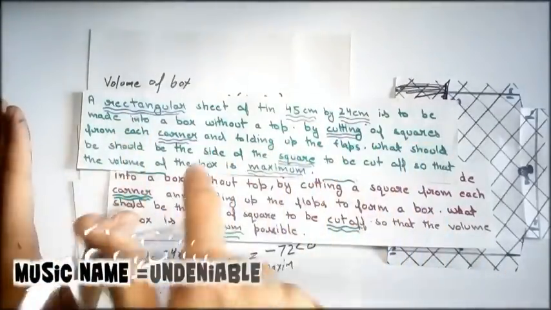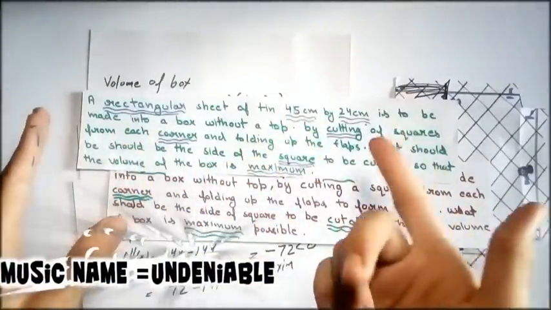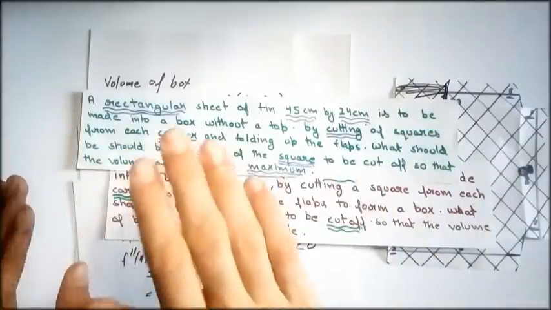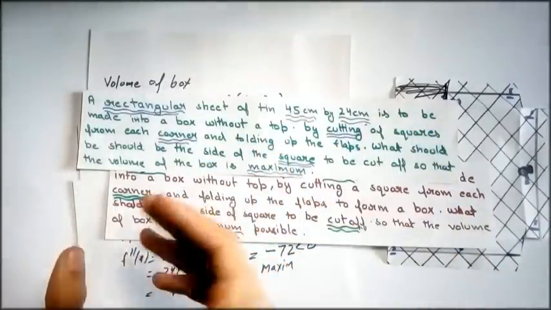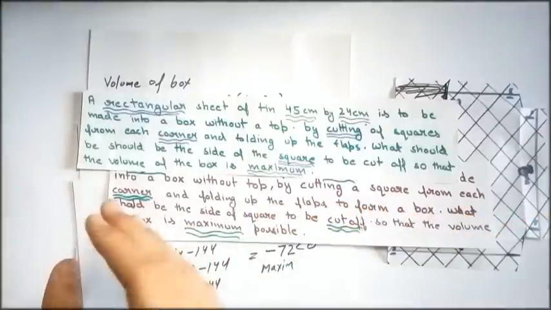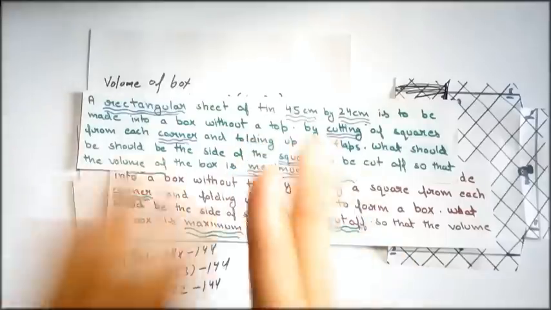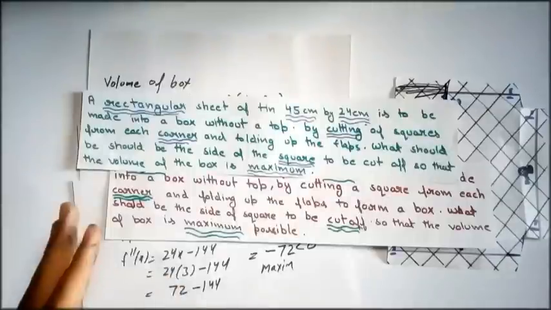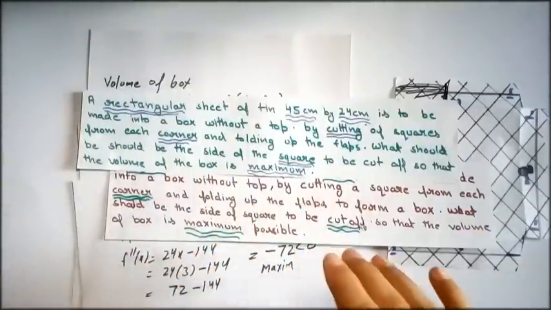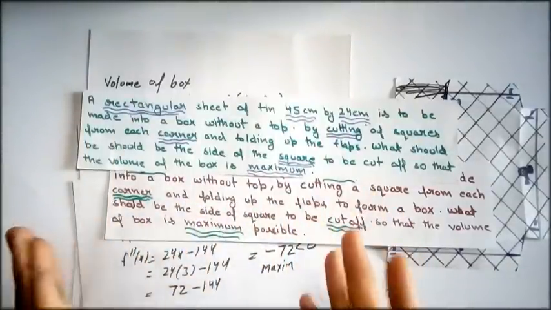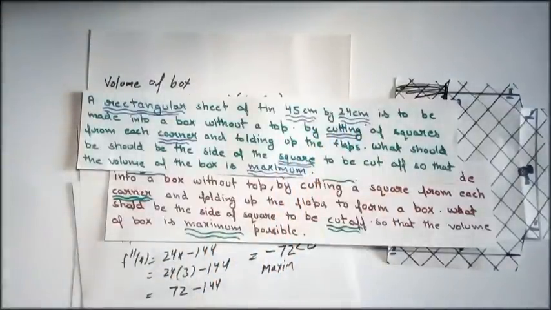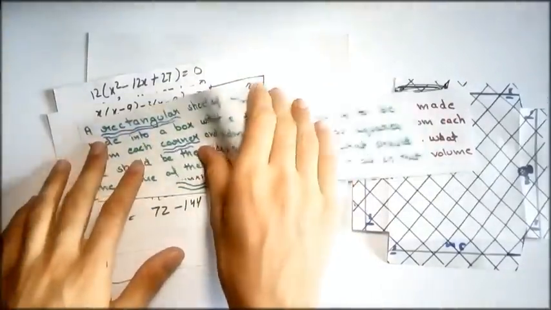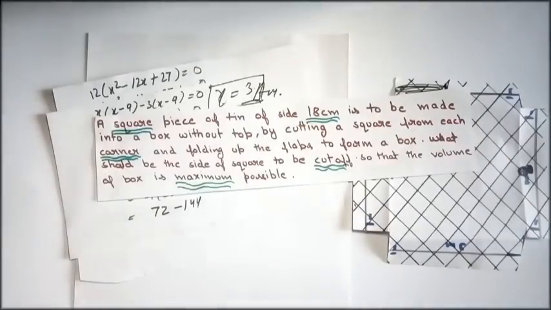A rectangular sheet of tin 45 cm by 24 cm is to be made into a box without top by cutting off squares from each corner and folding up the flaps. What should be the side of the squares to be cut off so that the volume of the box is maximum possible? So solve this question at home. If you don't get it right, no problem, I am coming with the solution, but I know that you will get it right because you have solved 2 questions similar to this. So pause this video now and note this question in your textbook. Okay, if you have noted this question, let's jump into the next question.